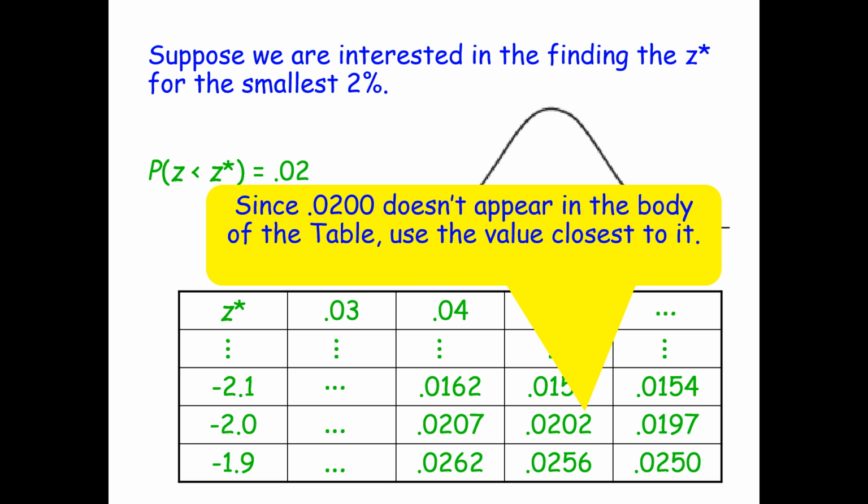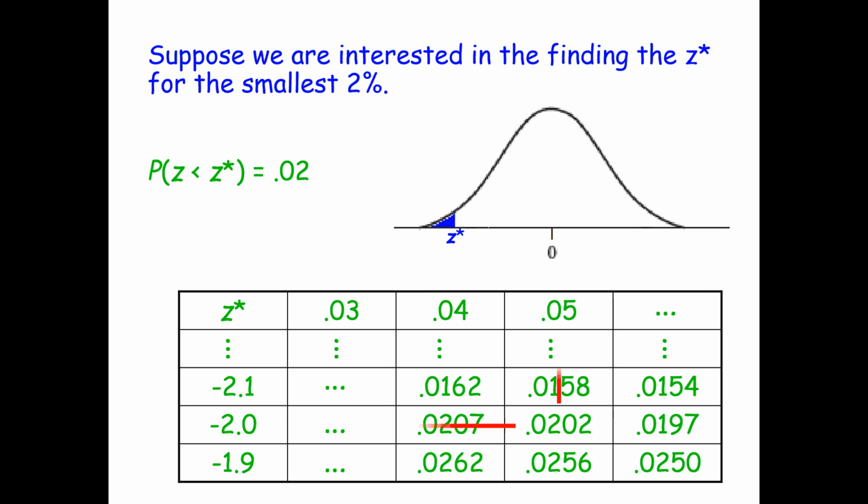So as we look, 0.0200 doesn't appear in the body of the table. So we're going to use the value closest to it, which is 0.0202. So I move over and up, and that's going to tell me my answer is negative 2.05 for my z star value.